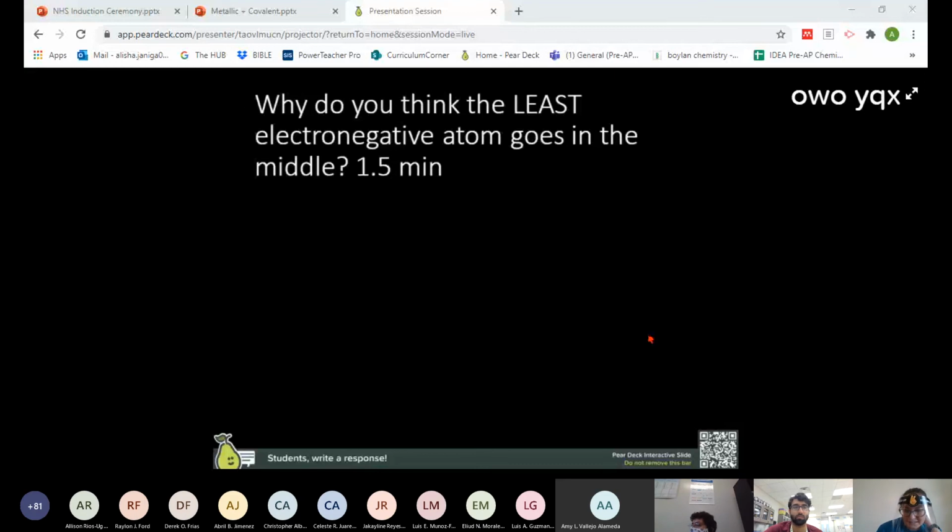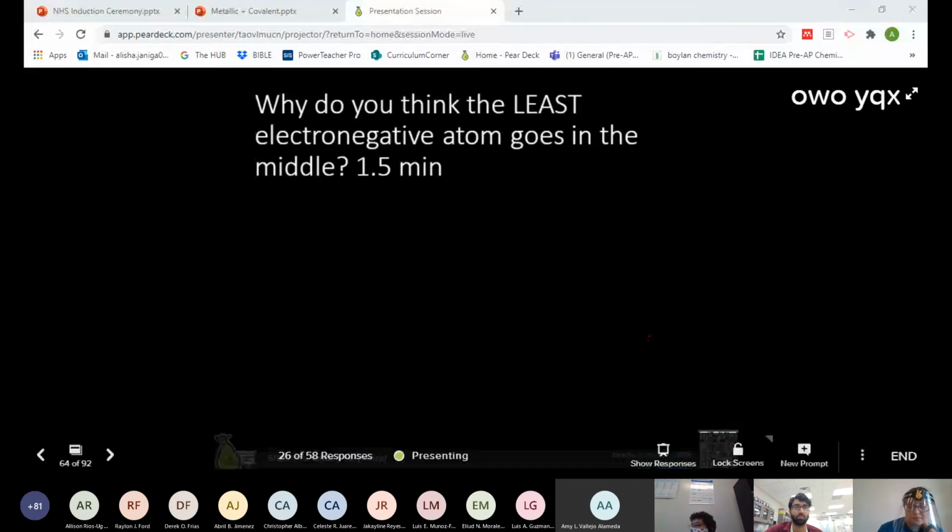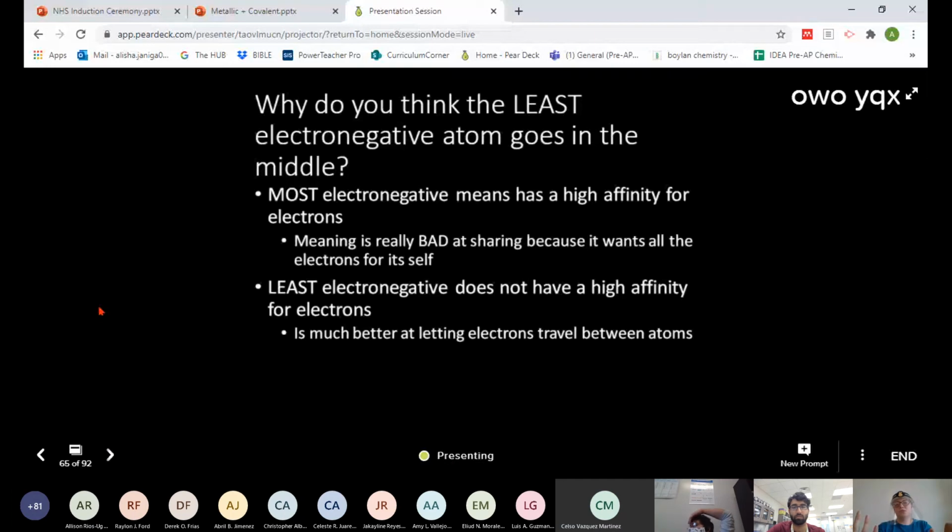All right, Celso, what you got? But they want the least amount of electrons, so they would share the electrons with other elements. Absolutely perfect. Thank you. And so what we said is that most electronegativity means that they have a high affinity, so they want the electrons. The least electronegative doesn't have a high affinity, so it's a lot better at sharing because he's not hungry. He's like, I'm already satisfied. I'm not electronegative, so I can share. So that's why he goes in the middle.